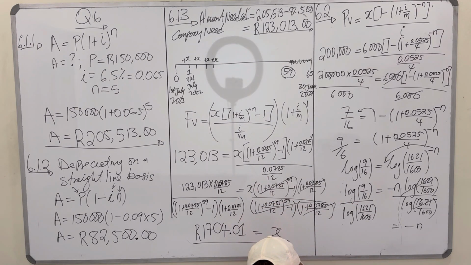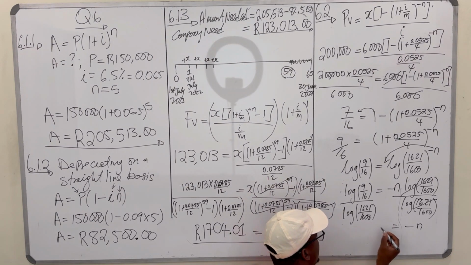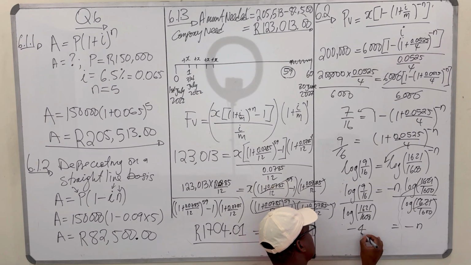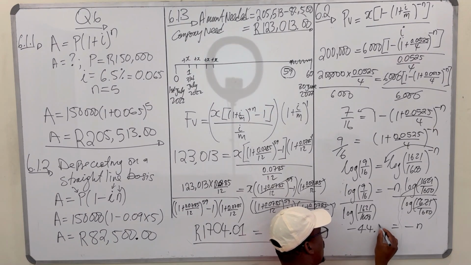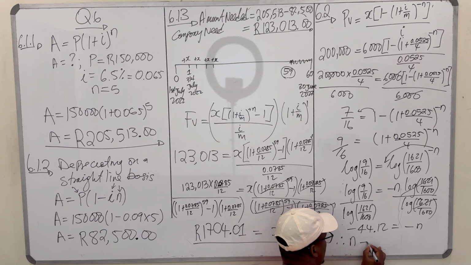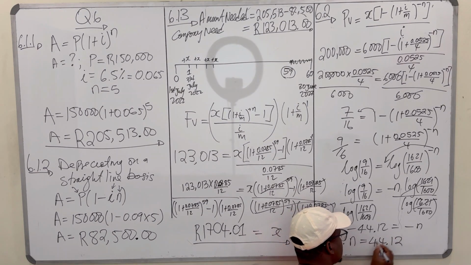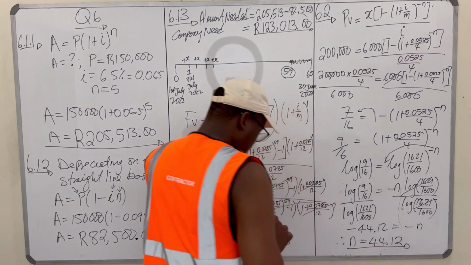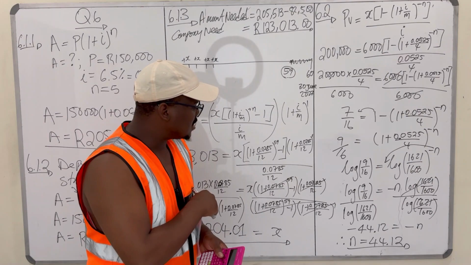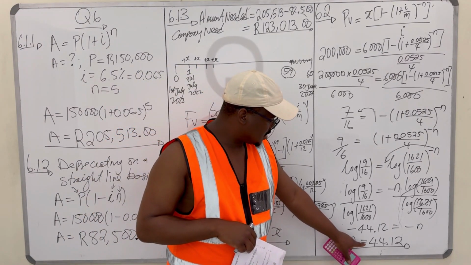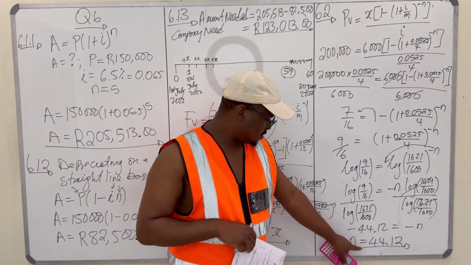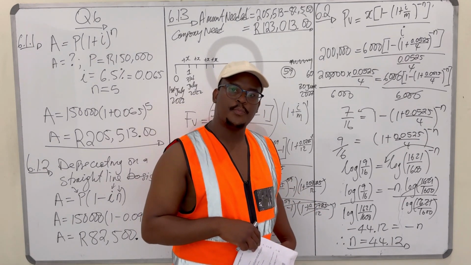Let's get the answer of that. So log of 9 over 16 divided by log of our answer, which is that. So we get that the number of payments that were made is minus 44.12. Therefore, the number of payments is equal to 44.12. Divide both sides by a negative. So this is the number of payments it took our friend to settle that loan, or to pay off the debt.